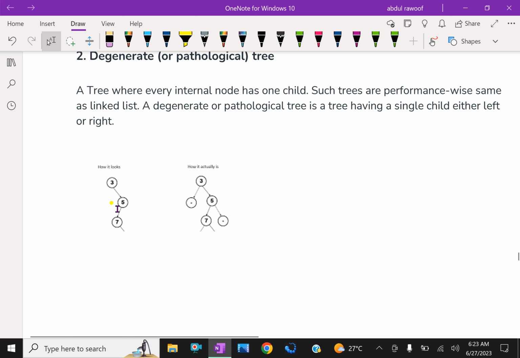Here, this left or right has a single child. Look here, there is no child, only a dot. So 3 has a single child, and 5 has a single child, 7, like that.